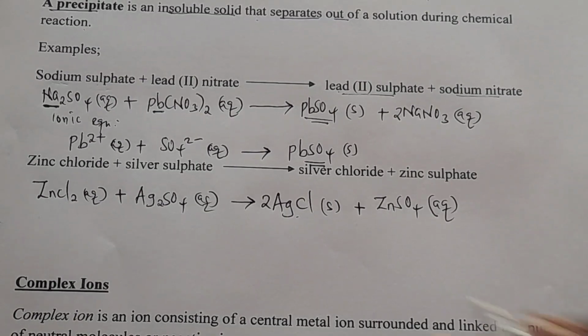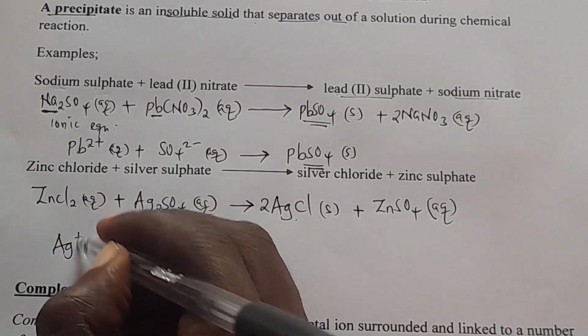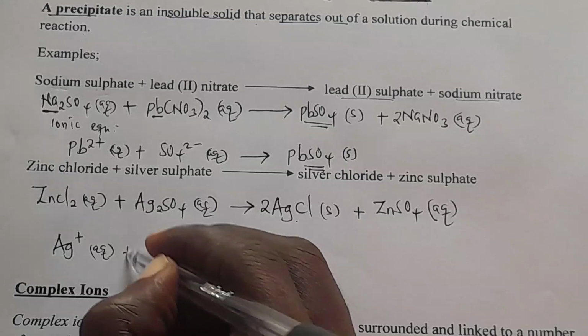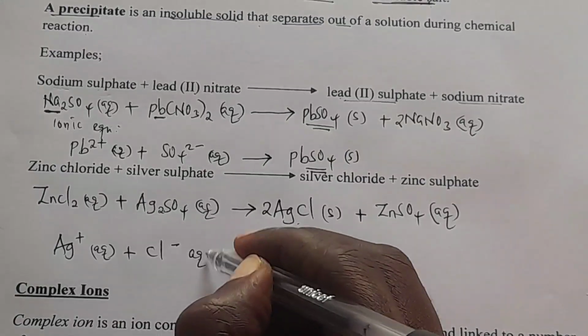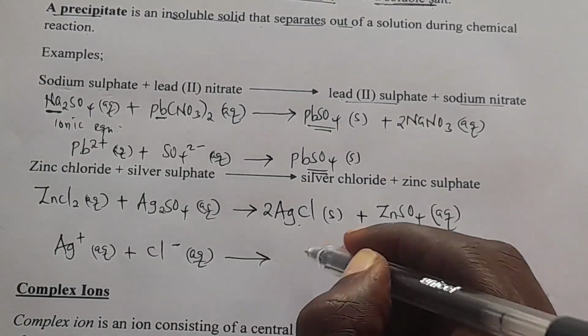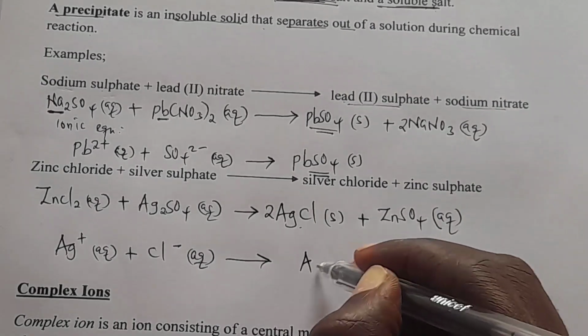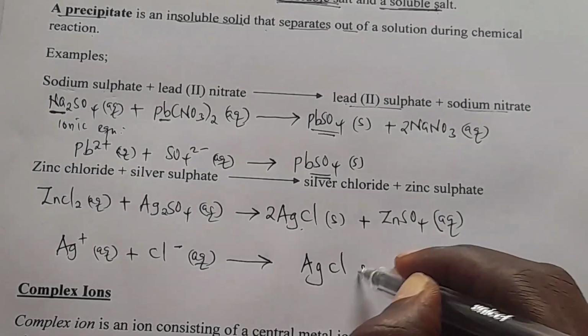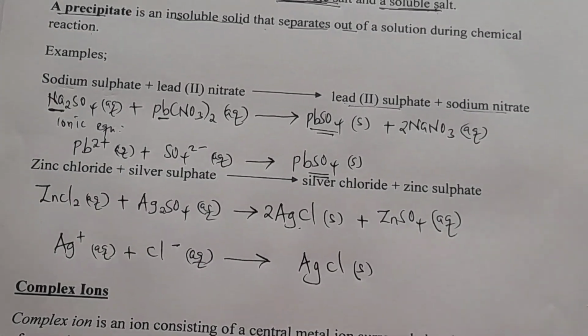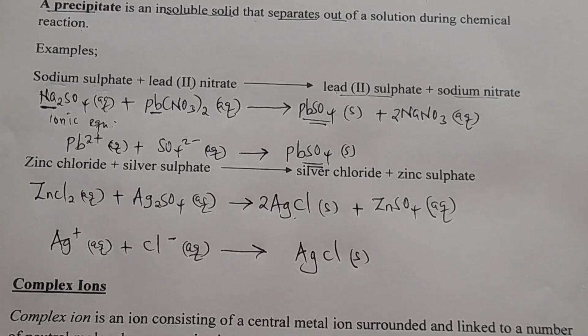So to write the ionic equation, we are going to have silver ion, which is aqueous, reacting with chloride ion, which is aqueous, to give you silver chloride, which is solid. That will be our ionic equation.